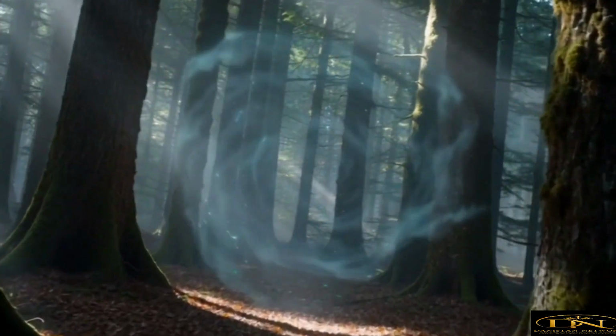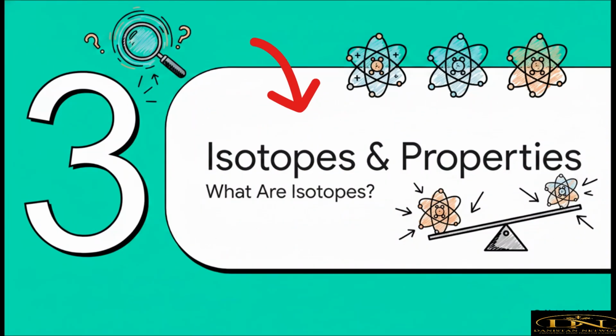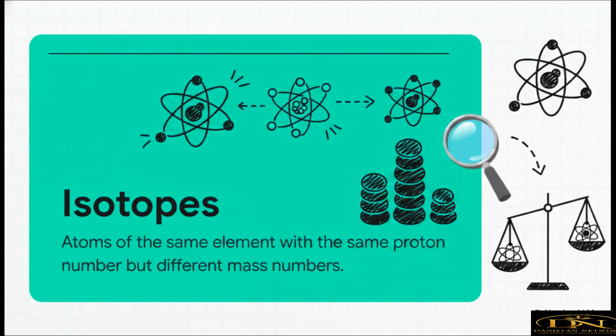Okay, Section 3, Isotopes and their properties. Let's answer the big question. What exactly are isotopes? Let's play atomic detective for a minute. If all atoms of a specific element have the exact same number of protons, how is it possible for them to weigh differently? Well, the answer lies in isotopes.